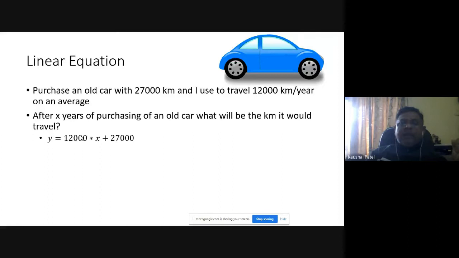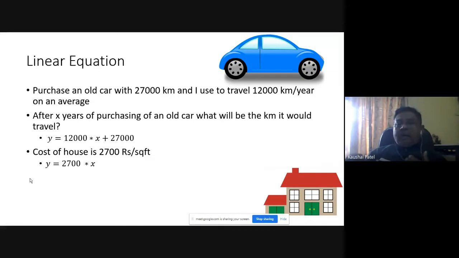Now there are certain examples that I take as a linear form. Suppose we purchase an old car that has already traveled 20,000 kilometers when I purchase it, and I travel 12,000 kilometers per year on average. So the equation is y equal to 12,000x plus 20,000, meaning whenever I put in the number of years, it gives how much has been traveled. After x years of purchasing the old car, the kilometers traveled can be reflected using a simple linear equation.